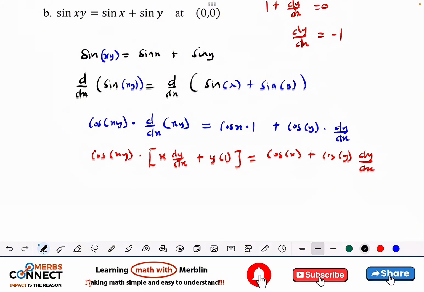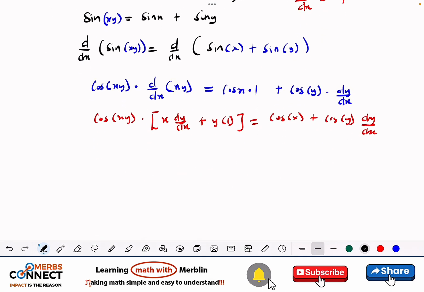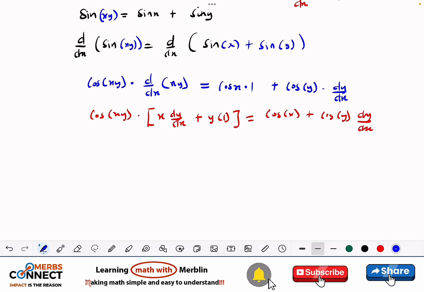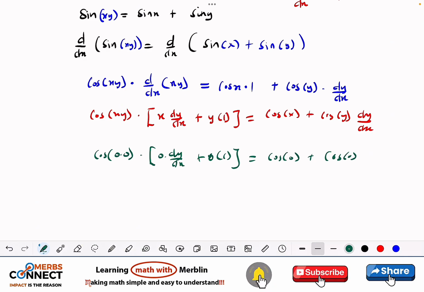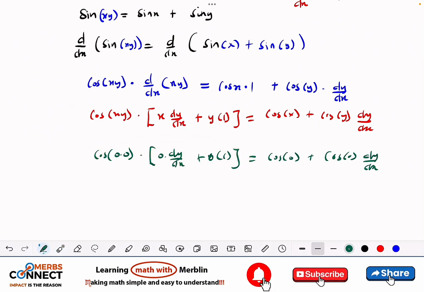Fortunately for us, we have the point, which is x is equal to 0 and y is equal to 0. So we can just do direct substitution before we go to the rest of the process. So cos of 0 times 0 times dy over dx, then plus 0 times 1, is equal to cos 0 plus cos 0 dy over dx. So cos 0 is 1, but this is going to give us 0. Everything here goes to 0. So you are having 0 is equal to cos 0, which is 1, plus another cos 0 here, which is 1, times dy over dx.